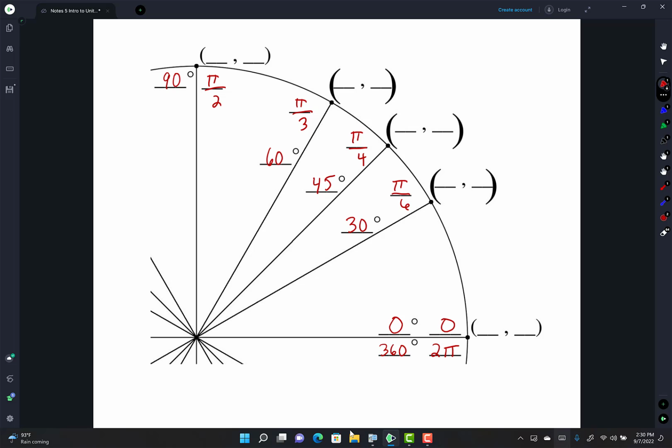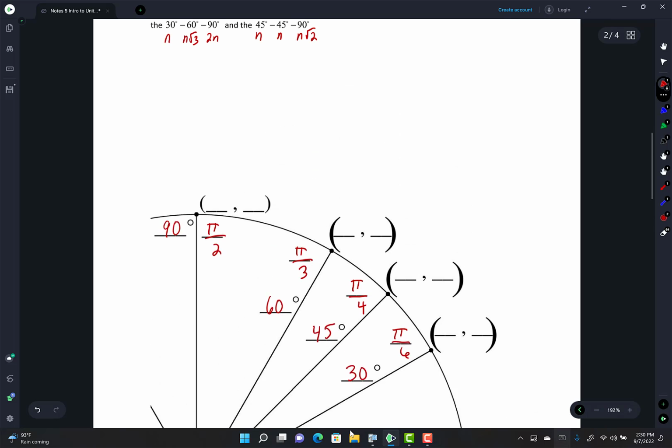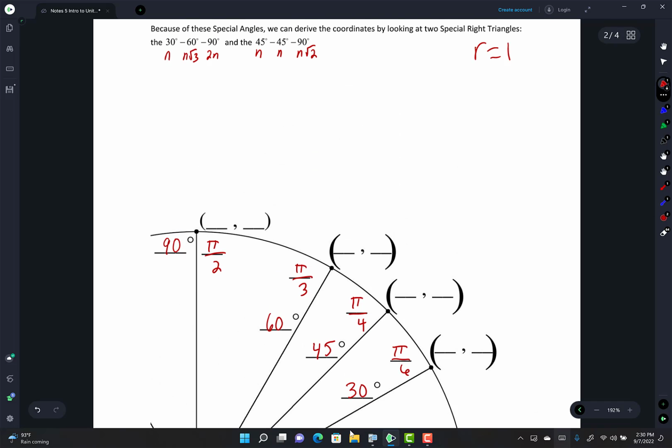All right, here we go. Ready for this, guys? This is the unit circle, so the radius is 1. So write r equals 1.